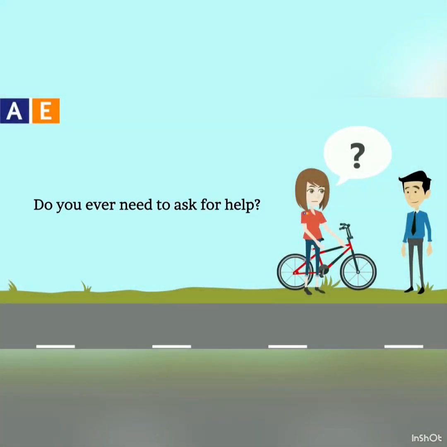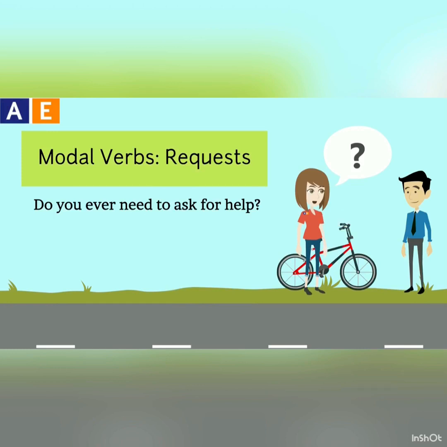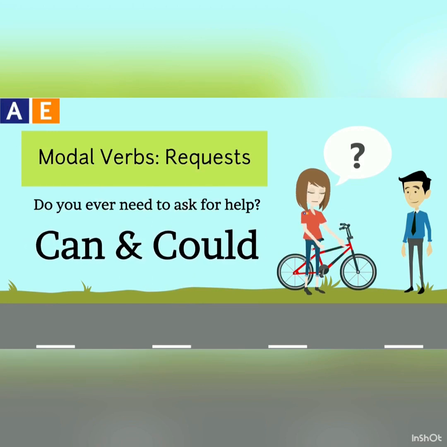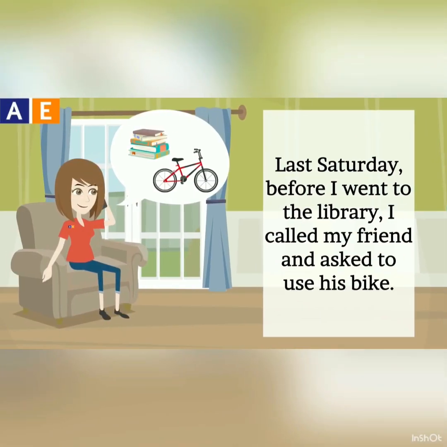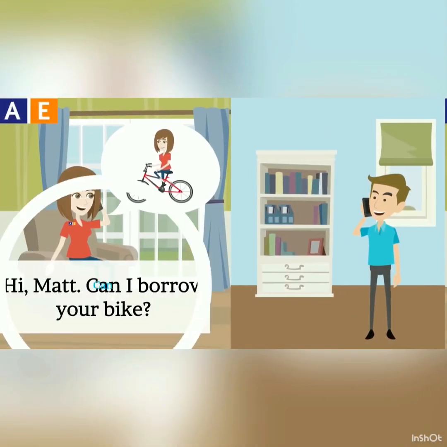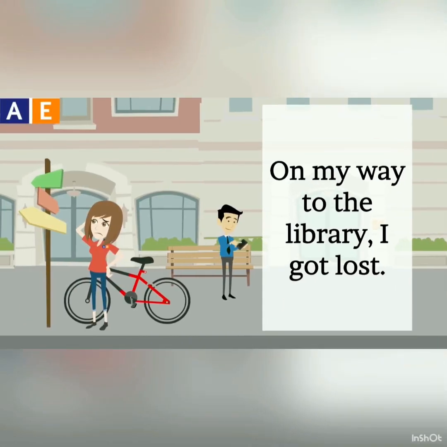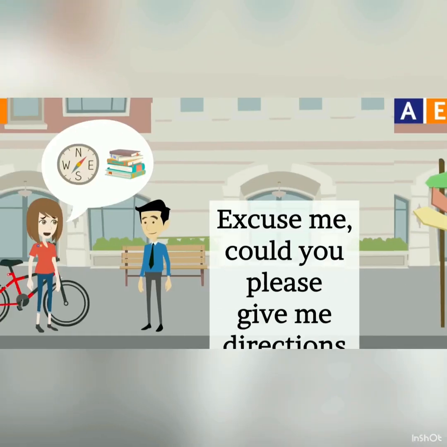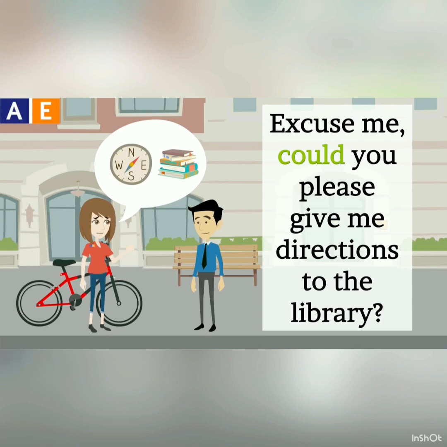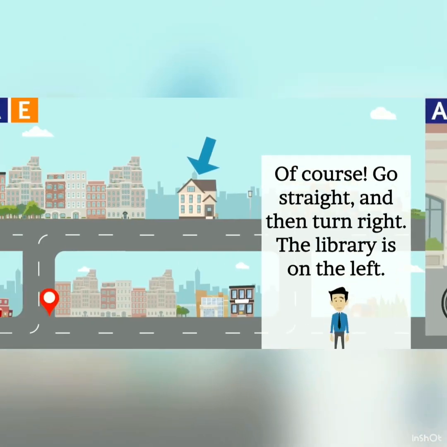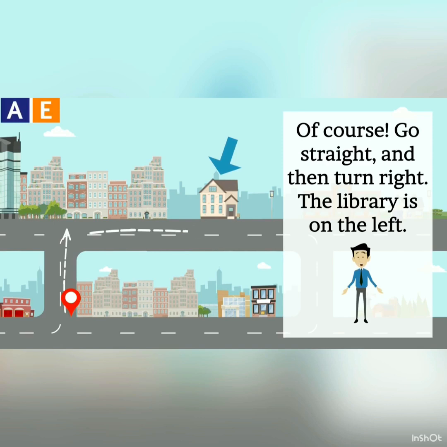Do you ever need to ask for help? Learn how to use modal verbs to ask for help and make other requests. Listen for can and could in this story. Last Saturday, before I went to the library, I called my friend and asked to use his bike. Hi, Matt. Can I borrow your bike? Sure. On my way to the library, I got lost. Excuse me, could you please give me directions to the library? Of course. Go straight and then turn right. The library is on the left.